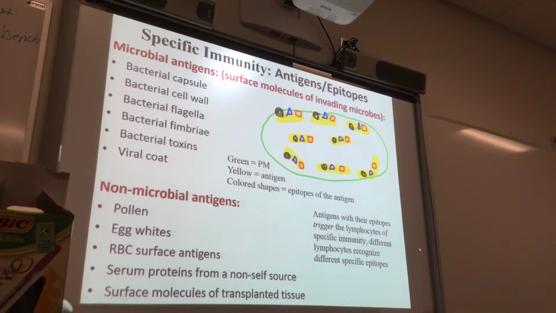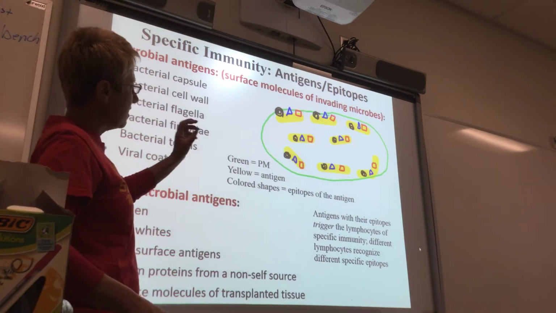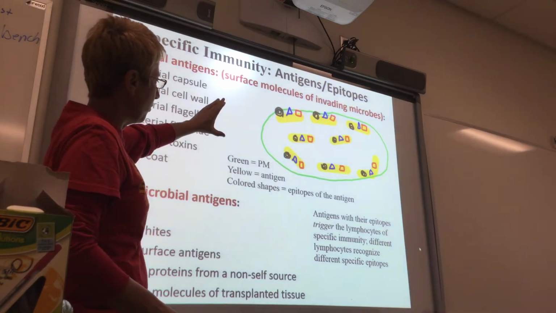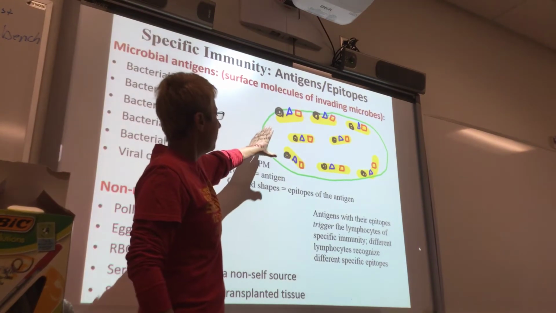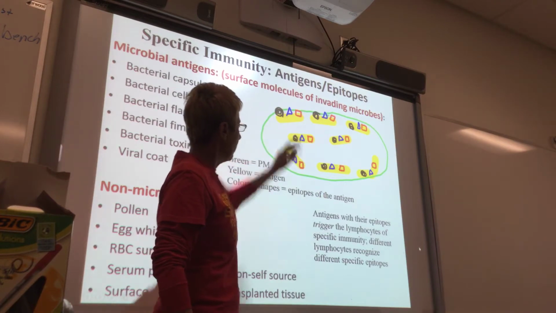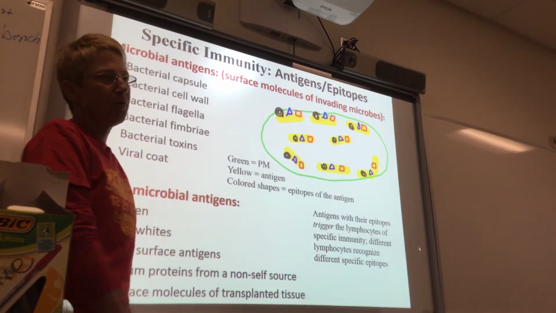Okay. And I just say antigens with their epitopes, that's the yellow box with all the little designs on it, will trigger the lymphocytes of specific immunity. So that's B and T cells. Different lymphocytes in your body will recognize specific epitopes. All that means is if I'm a T cell and I have a T cell receptor on my plasma membrane, I have a T cell receptor that will only recognize the black dot, not the blue or the red shape.